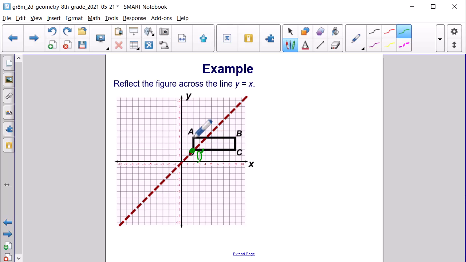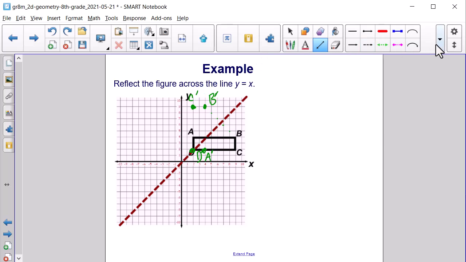Now if we look at point A, I have to go diagonally down one to get to this line, so I have to go diagonally down one again, so this will be where A prime is. For B, we have to go 1, 2.5, so here's the other half, and 1, 2. This will be where point B prime is. And then for C, we have to go 1, 2, 3.5. Here's the half, 1, 2, 3. So here's where C prime will be.